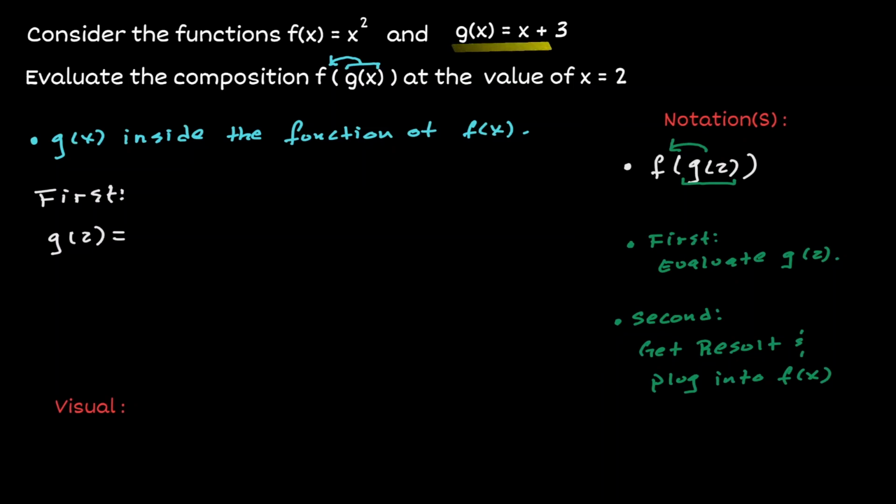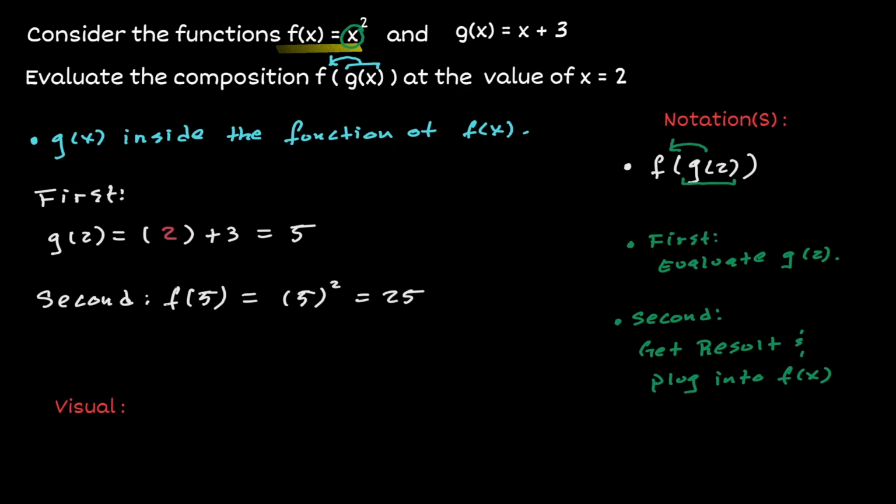Let's go to the function g, and let's substitute it with the value of 2. So now we're going to get 2 plus 3, which is equivalent to 5. And then we're going to get the value of 5, and we're going to substitute it into f. So we are going to try to find f of 5. So now let's go to the function f, and let's substitute it with the value of 5, which is equivalent to 25. So now we can say that the composition of g into f when x is equivalent to 2 has a value of 25.